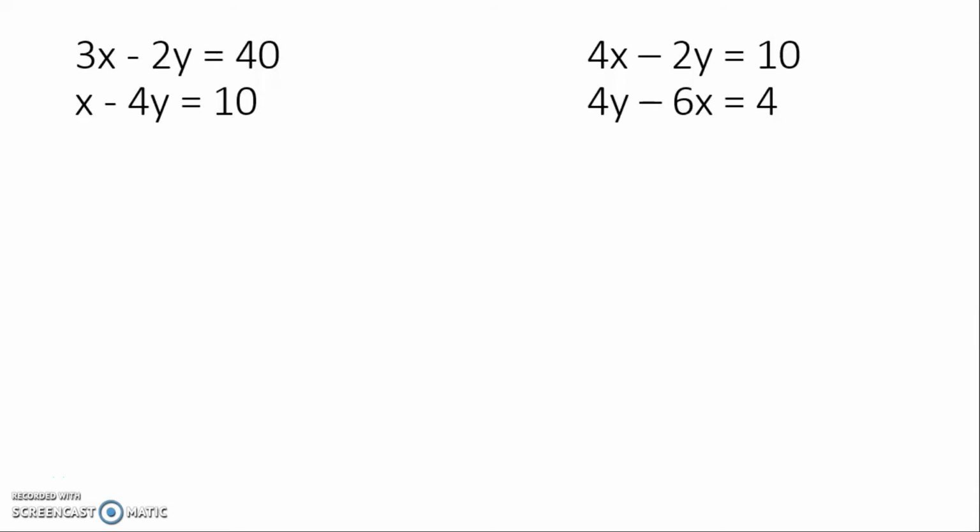Okay, I would like you to pause the video now and try both of these problems in your math notebooks.